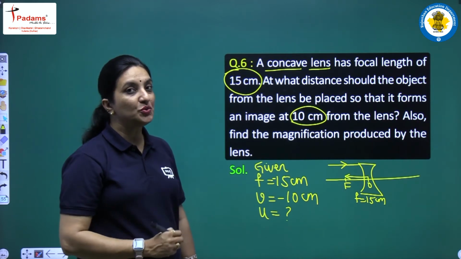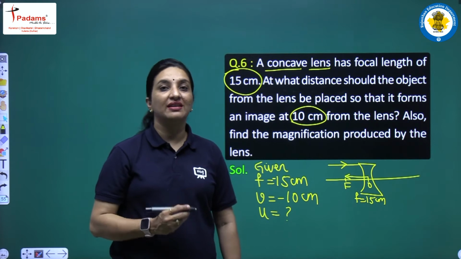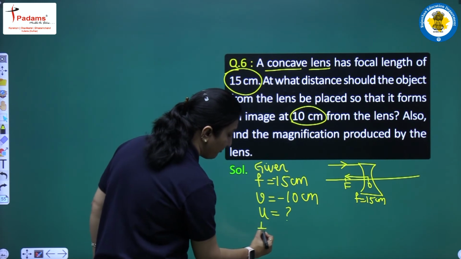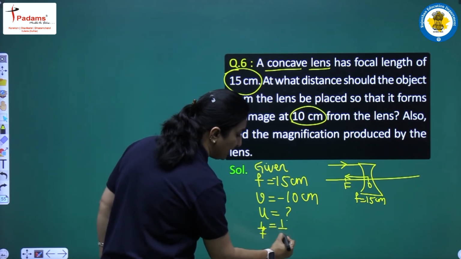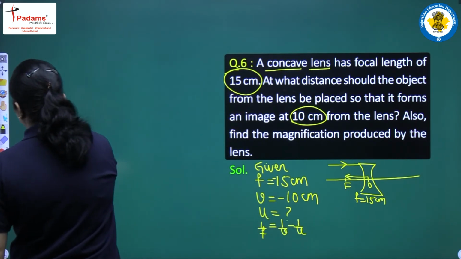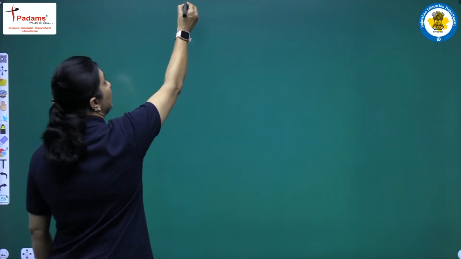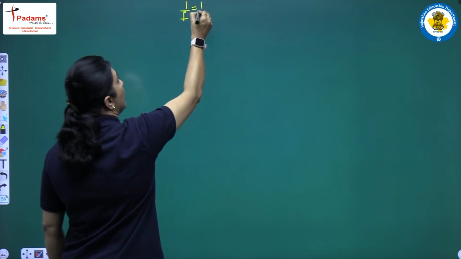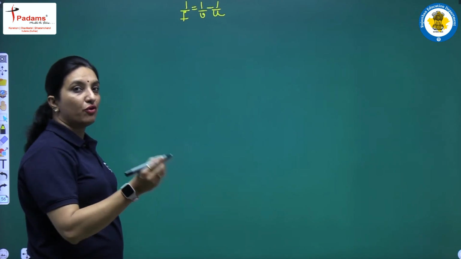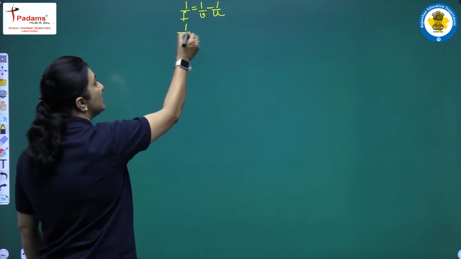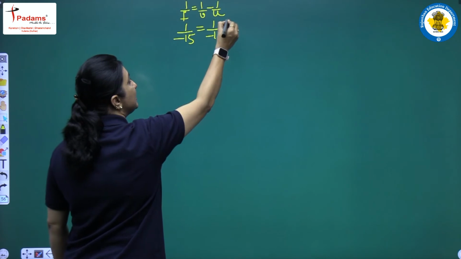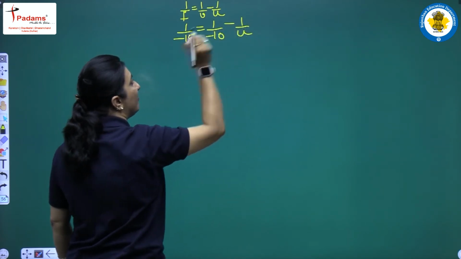Now students, here again we are going to be using the lens formula. So the lens formula is 1 upon F is equal to 1 upon V minus 1 upon U. So here we will solve this. On using the lens formula, that is 1 upon F is equal to 1 upon V minus 1 upon U, we need to substitute the values. The focal length was minus 15 centimeters. So 1 upon minus 15, and V was given as minus 10, and we need to calculate the value of U.